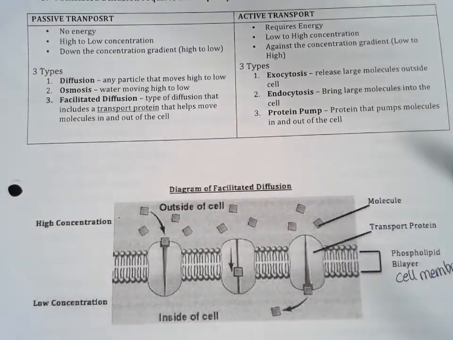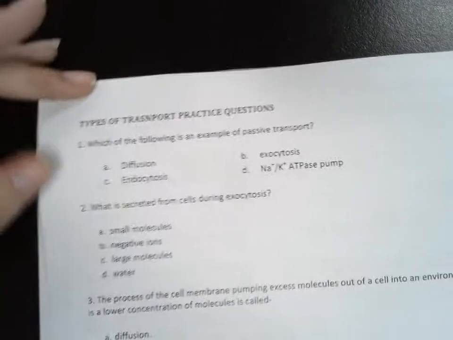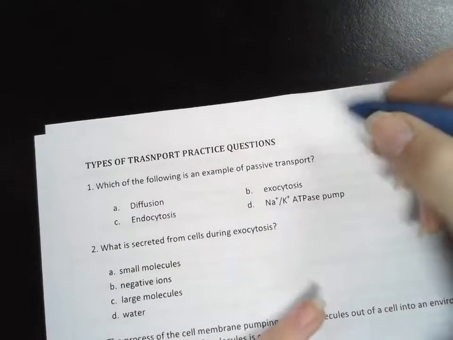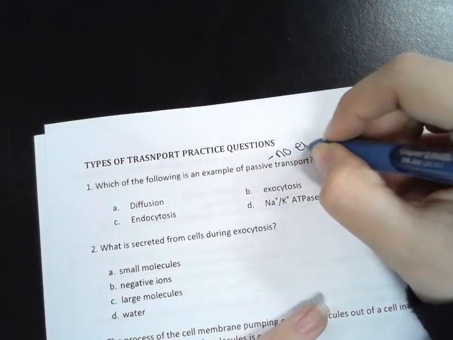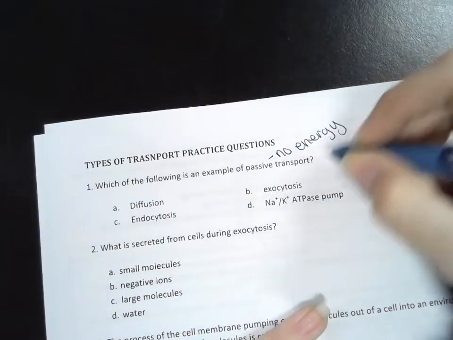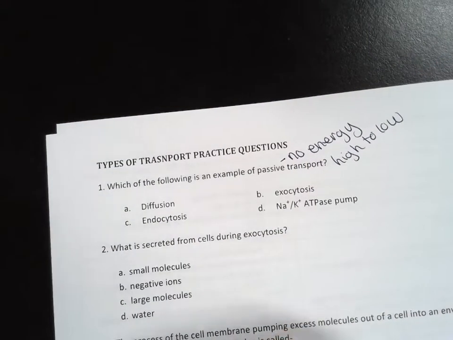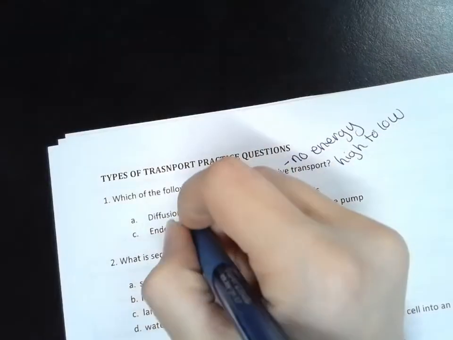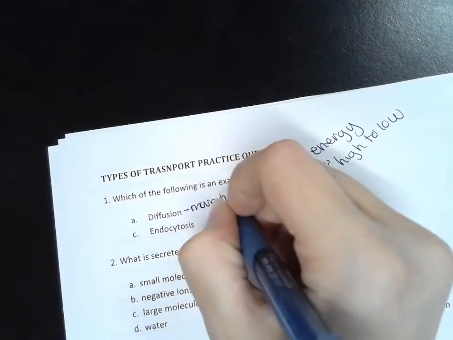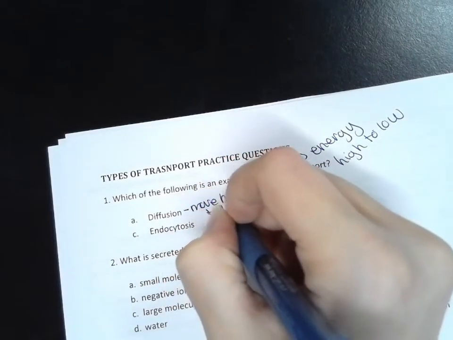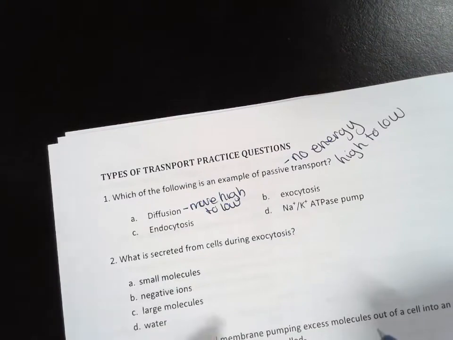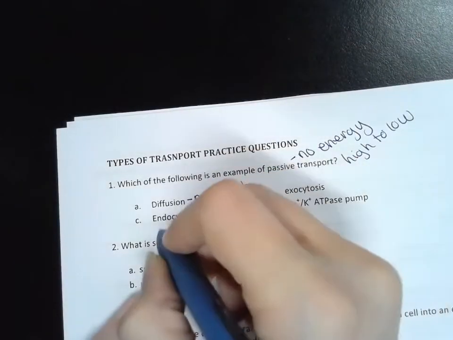So let's start going through these questions. For number 1, which of the following is an example of passive transport? Well, passive transport I know requires no energy and goes from high to low concentration. So I'm going to go through my answer choices. Diffusion, I know moves high to low. So most likely that will be my answer, but I'm going to check my other ones.